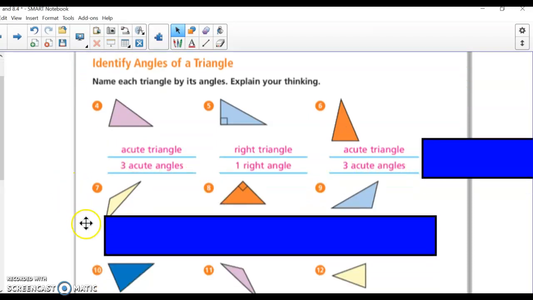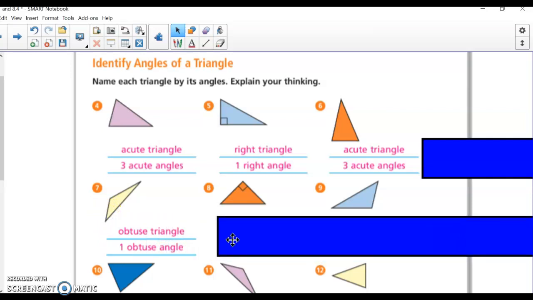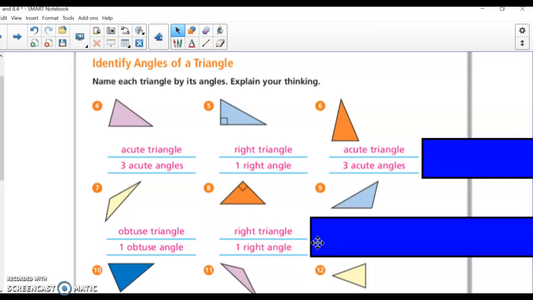Okay. Look at number 7. 7's different. 7 has this big angle. That is bigger than a right angle, and it's obtuse. And I know if it has one obtuse angle, it is an obtuse triangle. Once again, look at number 8. There's a clue, a big clue. I know what that is. That's a right angle. That means this is a right triangle.